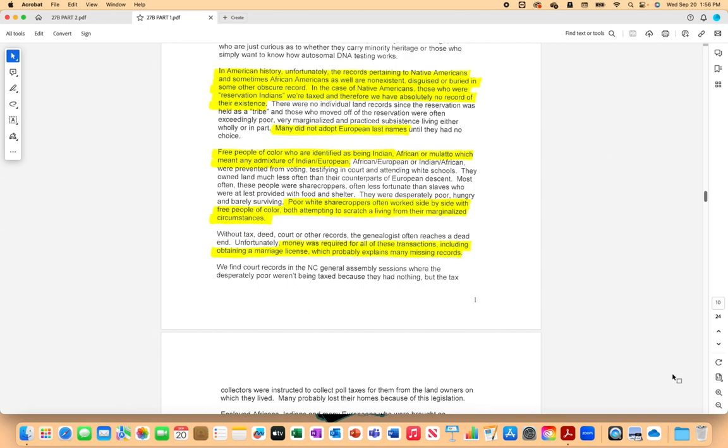Free people of color who are identified as being Indian, African, or mulatto, which meant any admixture of Indian European. Poor white sharecroppers often work side by side with free people of color, both attempting to scratch a living from their marginalized circumstances. Money was required for all of these transactions, including obtaining a marriage license, which probably explains many missing records.